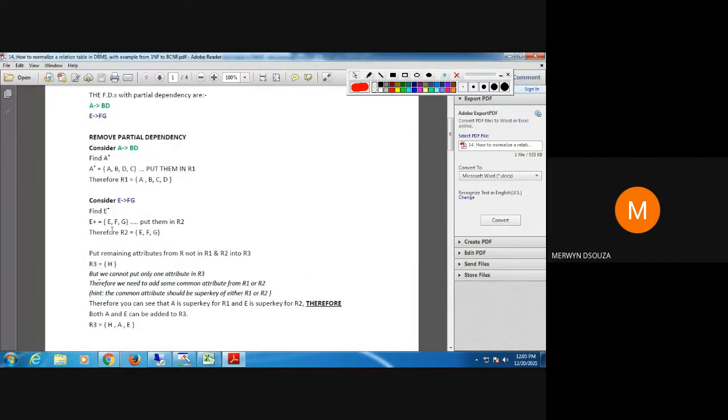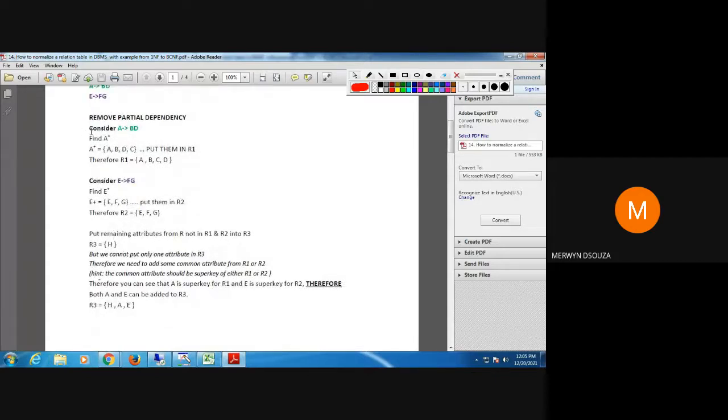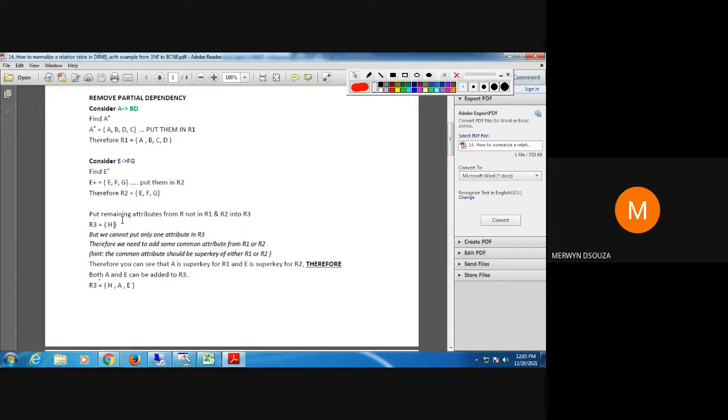So now we have managed to remove the partial dependencies by doing this. But before we proceed, we cannot have just one attribute in R3, so we need to find a common attribute. Now I need to make one correction. I think in the previous video when we were doing this, there is one correction I need to make. So pay careful attention when you are finding this common attribute.